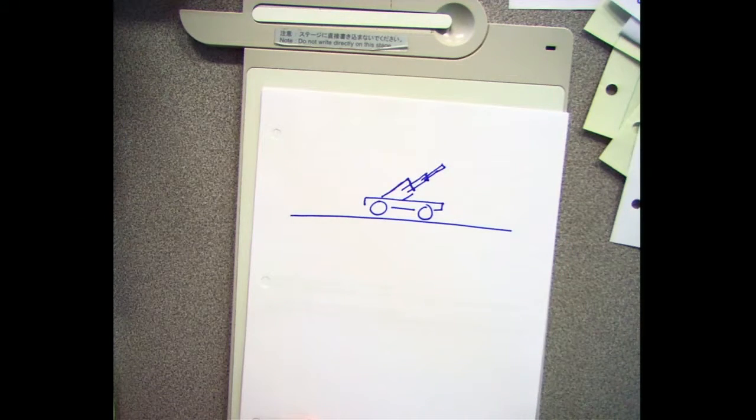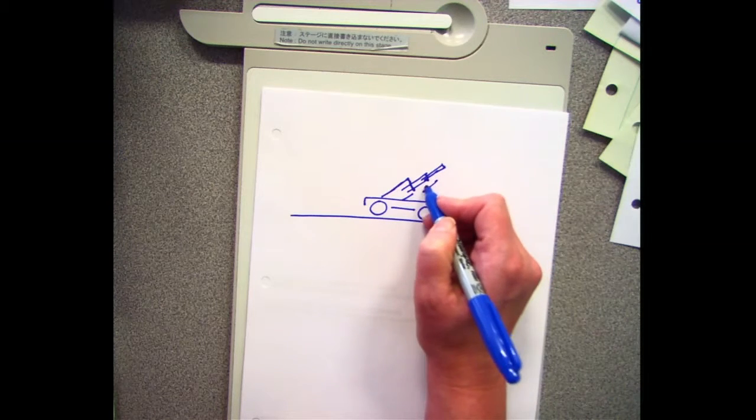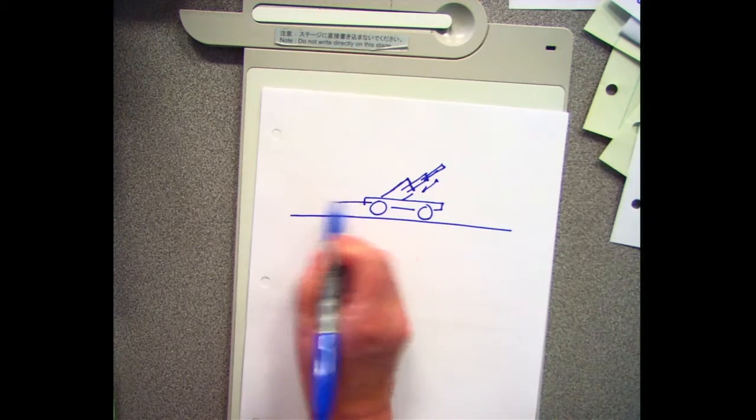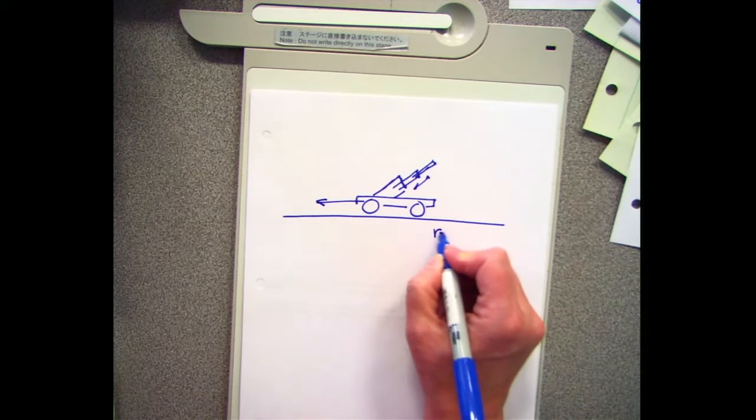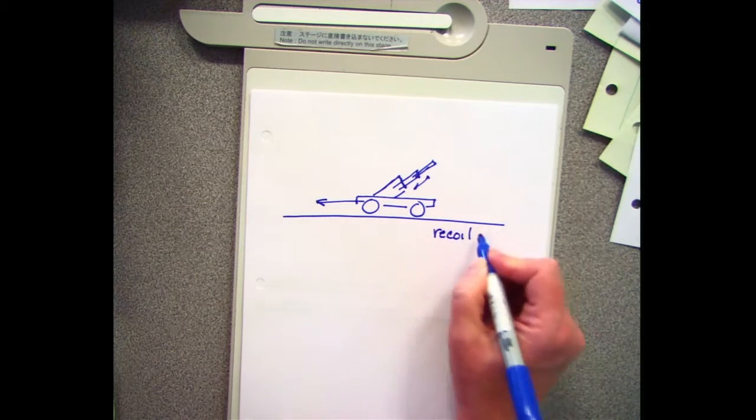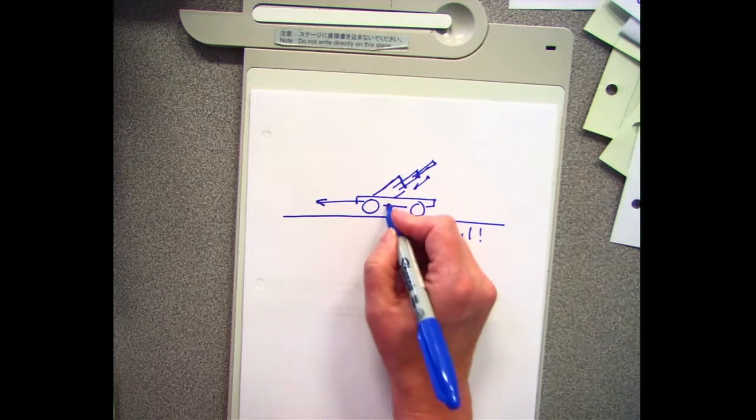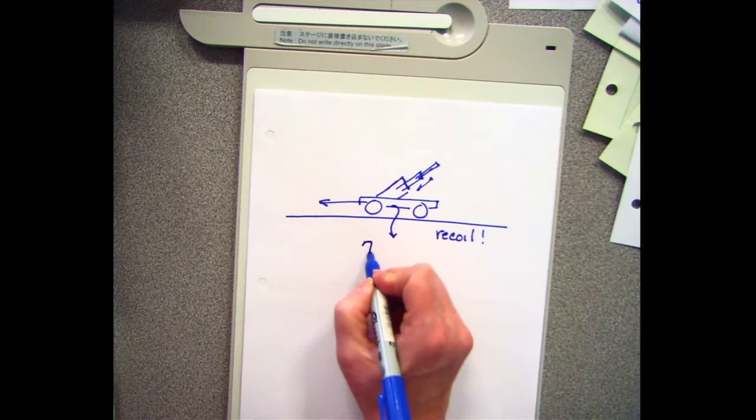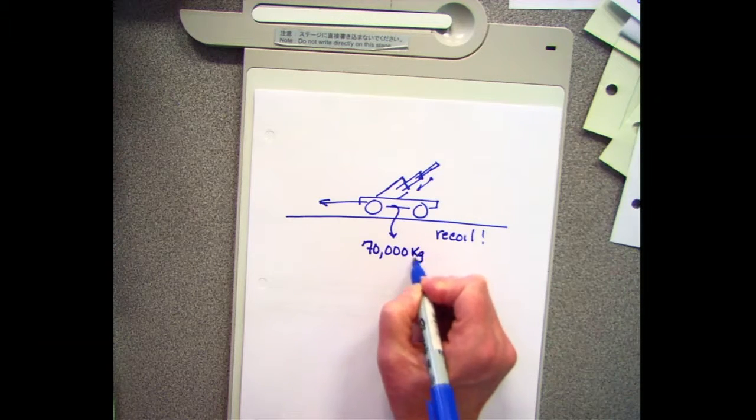So we've got a big railgun. And one of the things that we saw when Big Bertha went off, besides the compression of the cannon this way, we end up with the cart going that way. Good old recoil. Okay, good old recoil. So let's say that we have a railgun that has a mass of 70,000 kilograms.